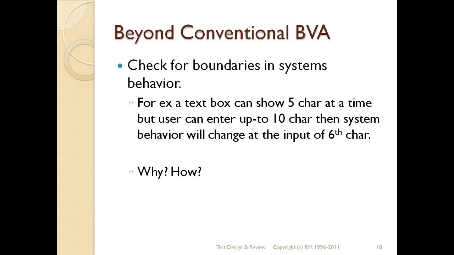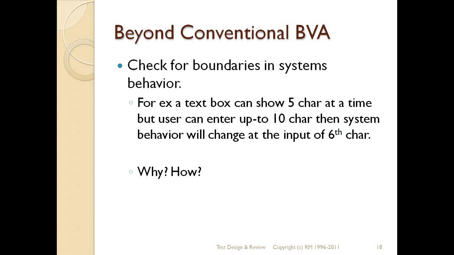Beyond boundary values and equivalence partitioning, this is just what books say. But beyond this, how to find this conventional BVA? For example, you should check for the behavior where the behavior is changing, the boundaries where behavior is changing from one boundary to another. For example, if you have a text box which can show 5 characters at a time, but user can enter up to 10 characters, the behavior of the system will surely change when you enter the 6th character. So there might be a scroll bar which will come. Now you can move between that text box using your arrow keys or something. Just a very simple example. And the behavior of the system will change when you enter this sixth character.